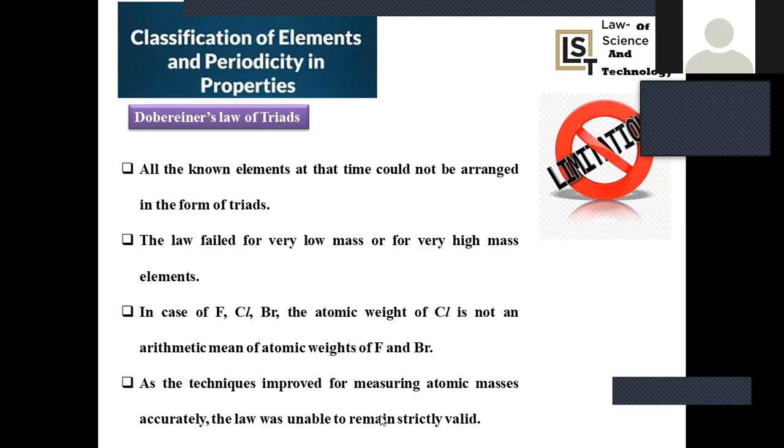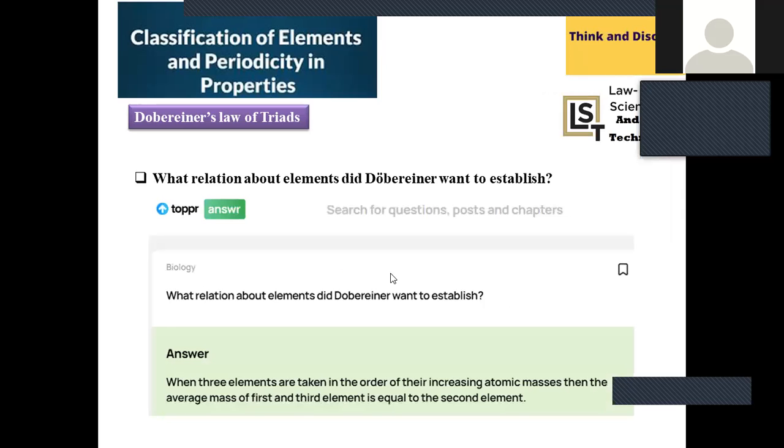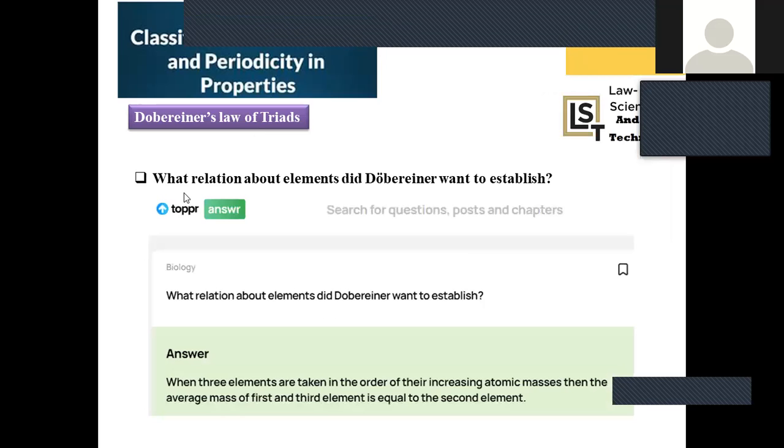As the technique improved for measuring atomic masses accurately, the law was unable to remain strictly valid. So for all kinds of assumptions, in order to explain all the properties, this law is not able to withstand. That's the reason why we have to move on to the next theory, the next advancement in the evaluation of periodic properties. Right. So, Dobereiner's law of triads: what is the relation about elements that Dobereiner wanted to establish?